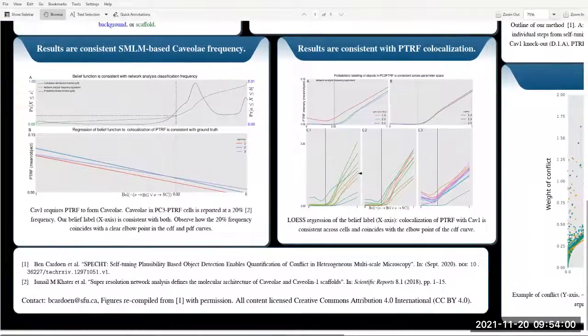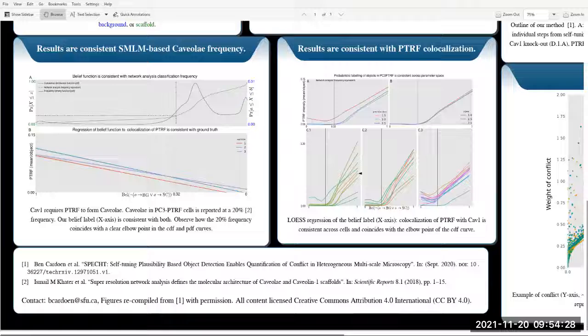We don't have object ground truth, but we do know that the frequency of Caveolae in these cells using SMLM by Dr. Ishmael Gather is 20% versus 80% scaffold. We do see here in panel A that the probability density function has an inflection point at that 20% level, where the left side is the probability that an object is Caveolae and the right side that the objects are scaffolds.